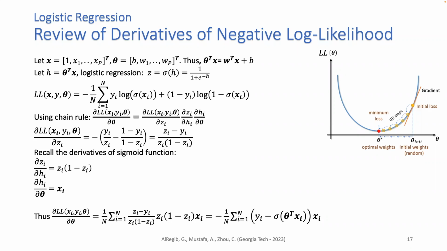And then finally, we're going to find the partial derivative of hi with respect to theta. But basically, this is very simple. So I have h equal to theta transpose times x. The partial derivative of this with respect to theta is nothing but x. Right? So for xi, it is xi. Okay, any questions?